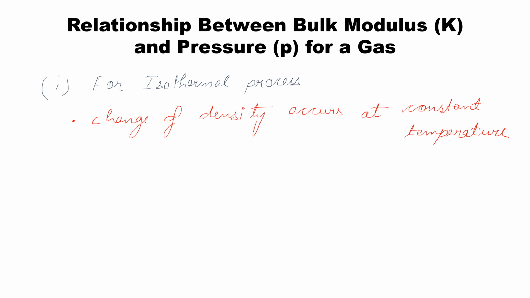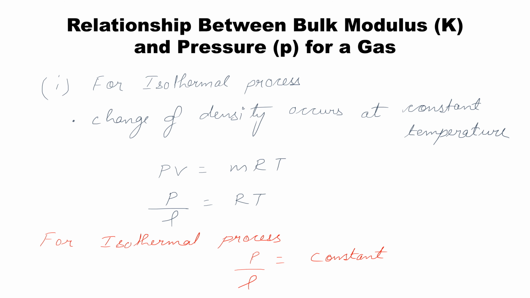Now we will learn about the relationship between bulk modulus and pressure for a gas. So we will talk about the isothermal process. Generally in an isothermal process, at constant temperature, the density change occurs. So what will we write? We will use the general equation, that is PV is equal to mRT. So we can rewrite it as P divided by density is equal to RT.